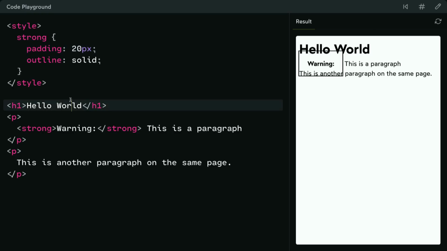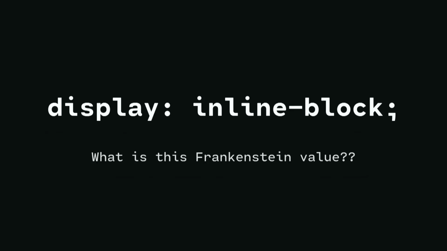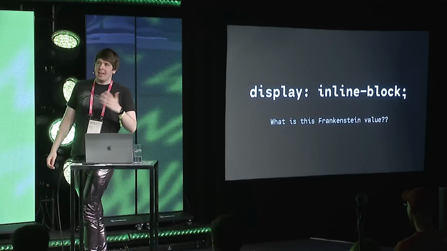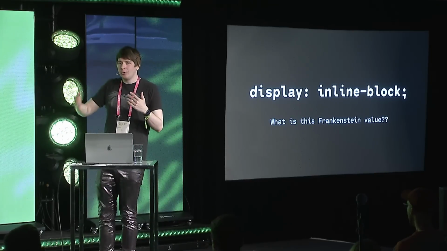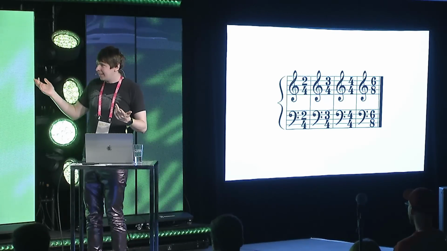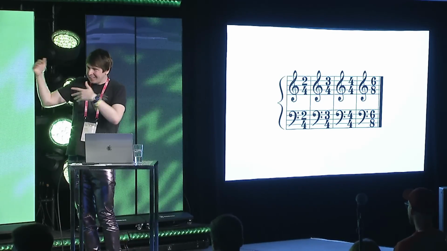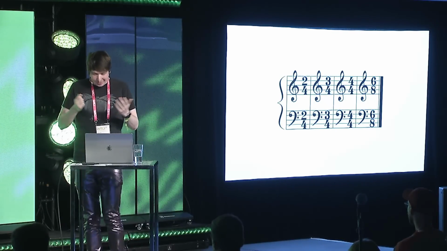One of the most confusing parts of flow layout to me was display inline block. And I don't know if this is relatable, but for me, there are a handful of things that I have to learn over and over and over again, and it never sticks. Time signatures is like this for me. I play the piano, and it took me years to understand the difference between 3/4 and 6/8. They're the same fraction, right? They resolve to the same thing. Why isn't it the same?